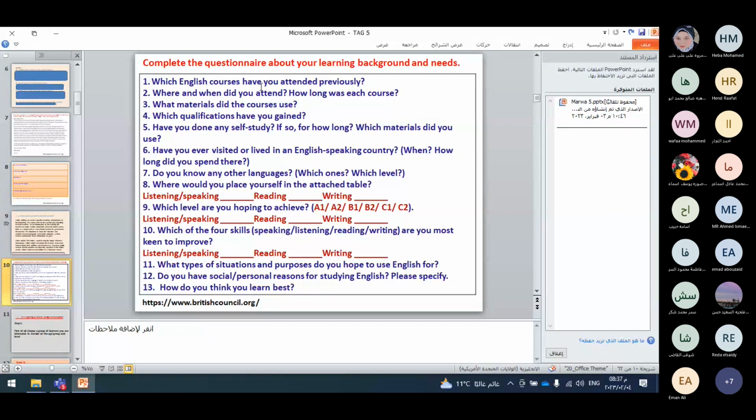Which English courses have you attended previously? Miss Amal, please unmute yourself. Miss Dua, please unmute yourself and ask one another the same question. After you finish, you take turns, you exchange roles. So Miss Dua asks and Miss Amal answers.